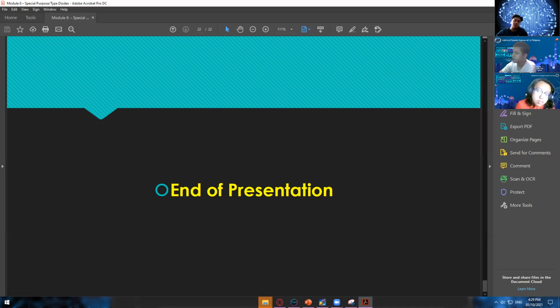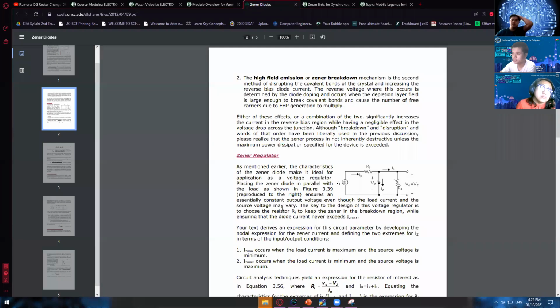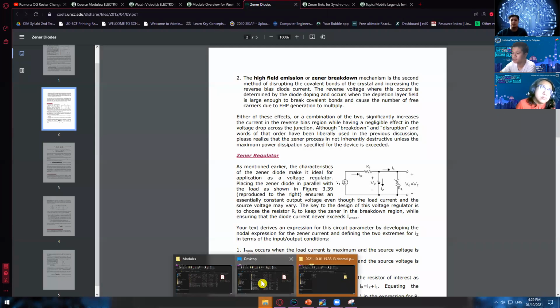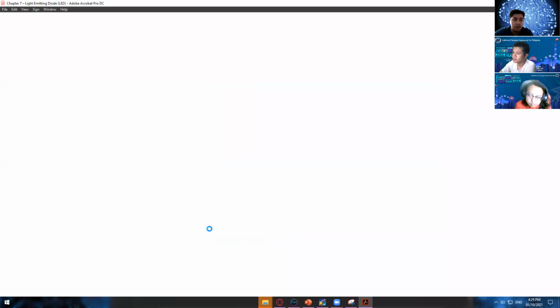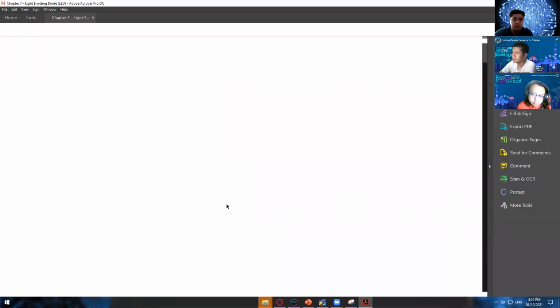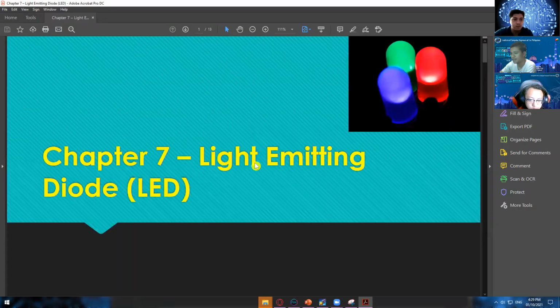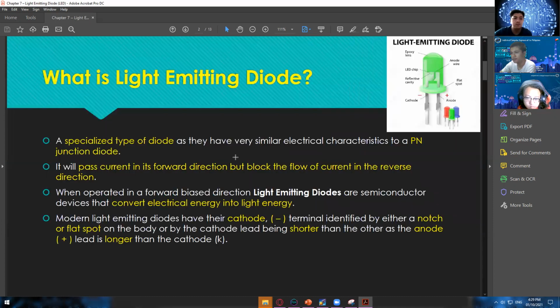All right then. If you guys don't have a question anymore, then let's now proceed to the last module, which is the light emitting diode. This one is super easy. 13 slides only. You guys already know the definition of an LED. This is a specialized type of diode. That's why it's called light emitting diode. It lights up a light.